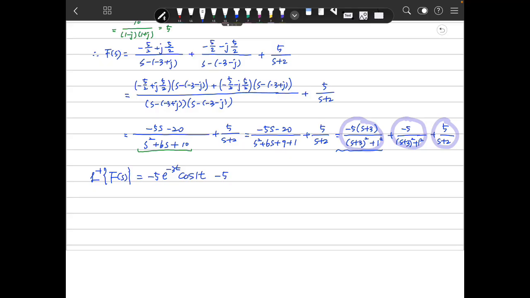This is a kind of, this is 1, right? Exponential minus 3t, and this is sine 1t. And the last thing is plus 5 exponential minus 2t, for t over 0 seconds. So this is the way to do the inverse Laplace when the Laplace transfer function has a complex pole.